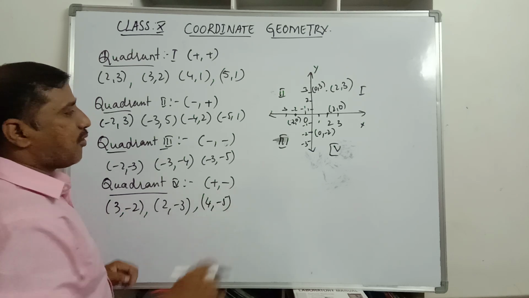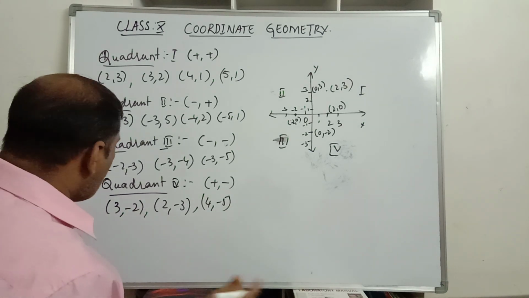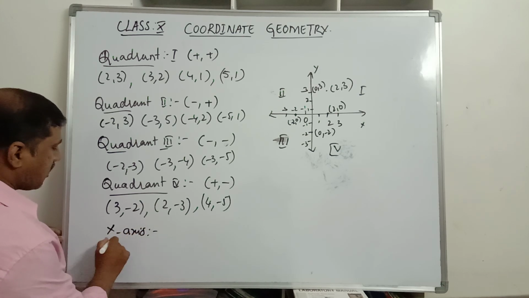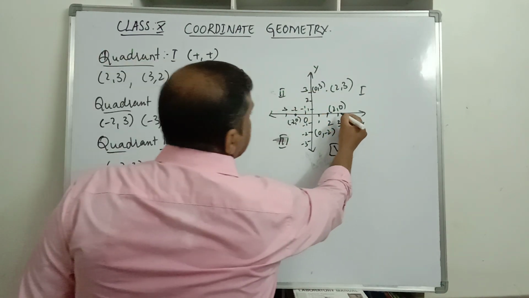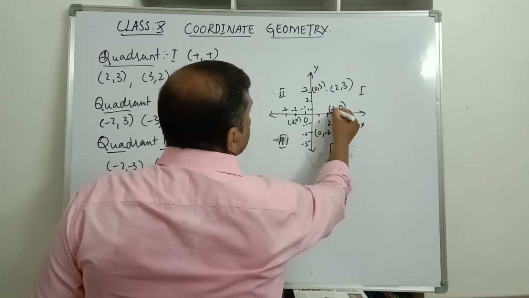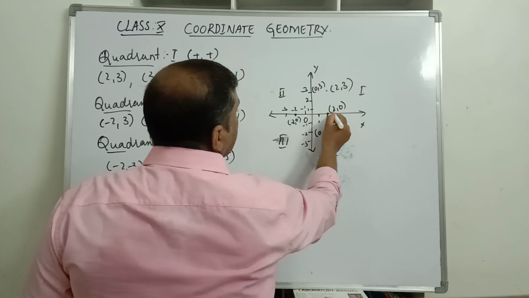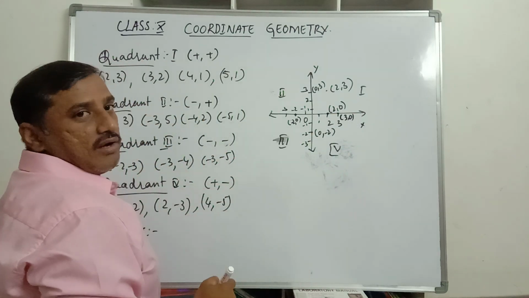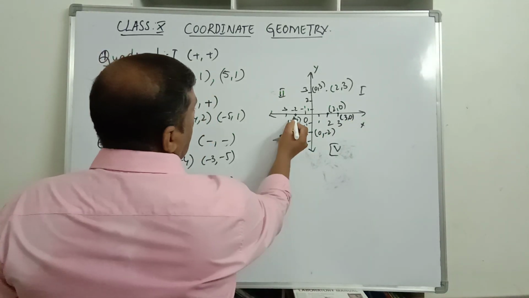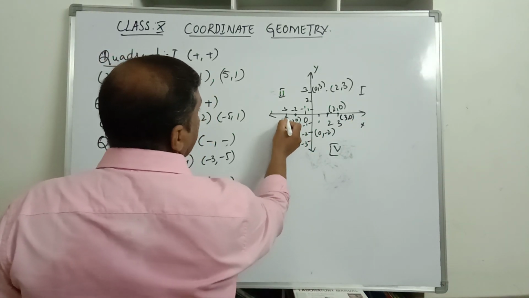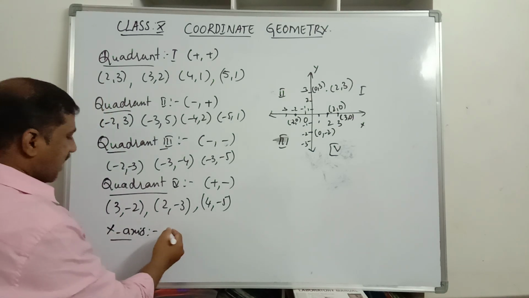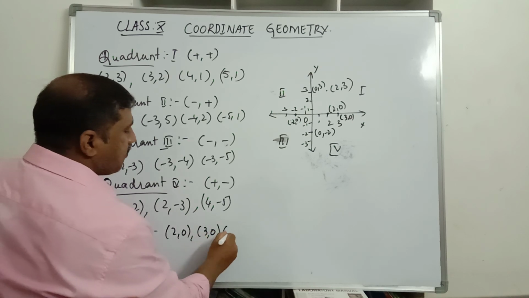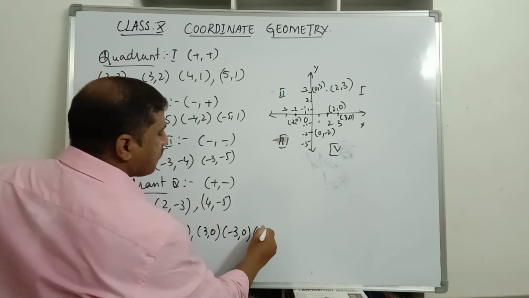Like this, these are the points in the fourth quadrant. Now, what are the points on the x-axis? You see here, a point on the x-axis. So here, this is a point on the x-axis. How do you represent it? It is (2, 0): x is 2 and y is 0. And this point is representing (3, 0): x is 3, y is 0. Therefore, it is (3, 0). And here it is (-2, 0). This is (-3, 0). So, points on the x-axis are (2, 0), (3, 0) and (-3, 0), (-4, 0).